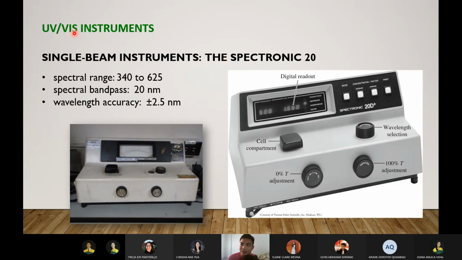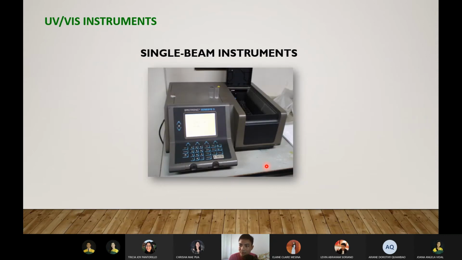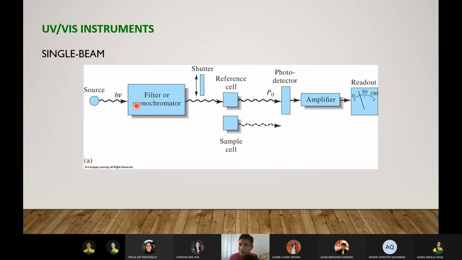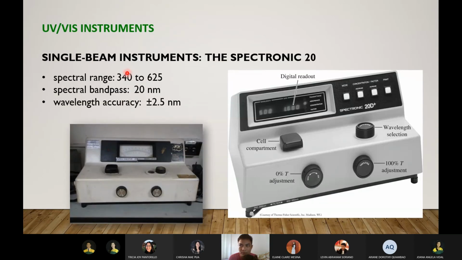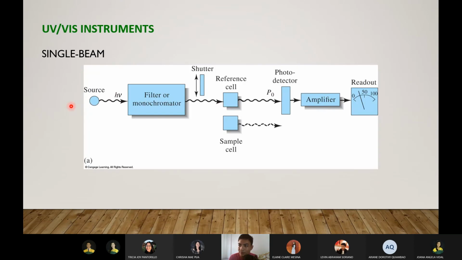So, the old version of UV-vis ay single beam lang. So, it is a very long tube na isang beam lang yung kanyang nilalabas. Ito example, ito yung itsura nun. So single beam, mahaba yung mga single beam na UV-vis, kasi isang straight line lang lahat. Yung source, dire-diretso yan sa filter or monochromator, reference, to your detector. Ang problem with single beam is ganito.